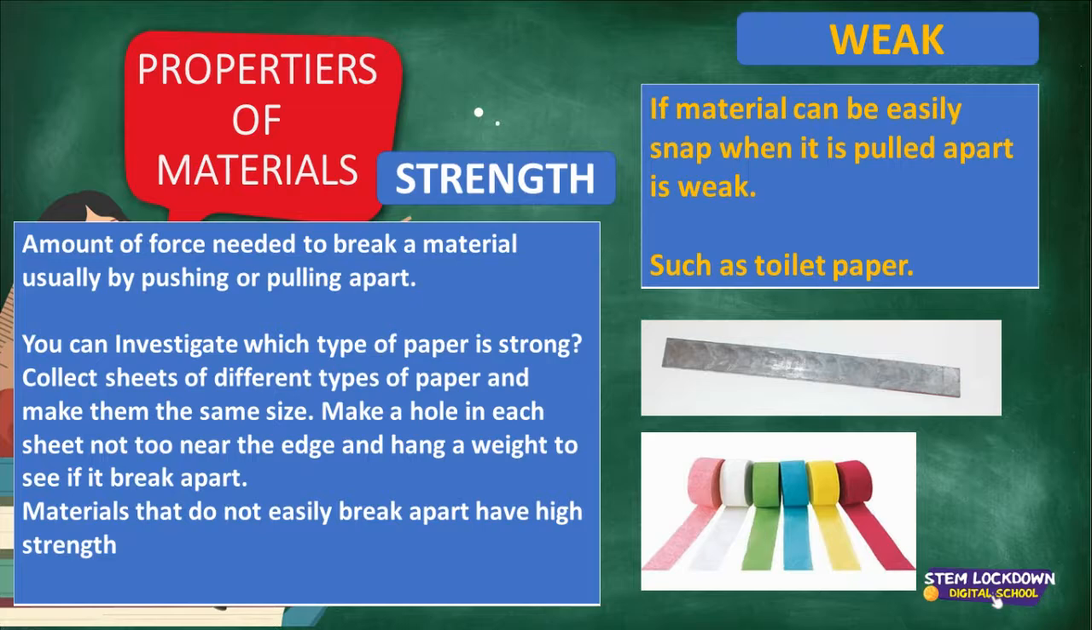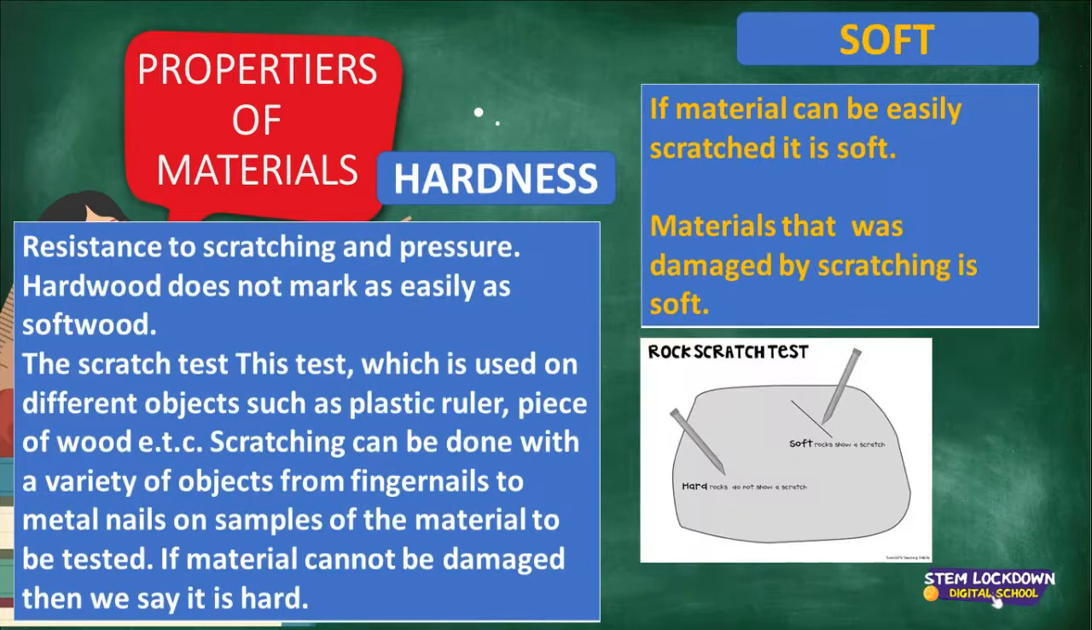That is strength, one of the properties. So if it is not strong, it is weak. So weak is the opposite of strength. Now I'm moving to the next part. Now we are going to investigate hardness and softness.